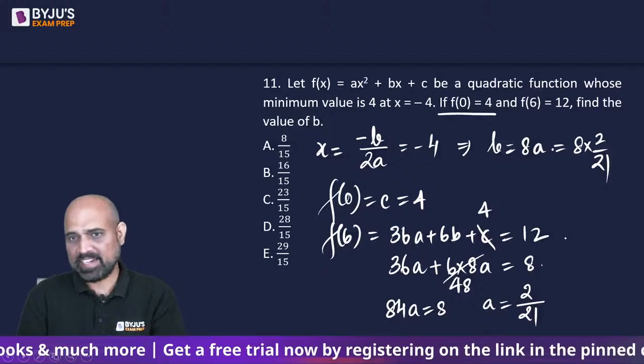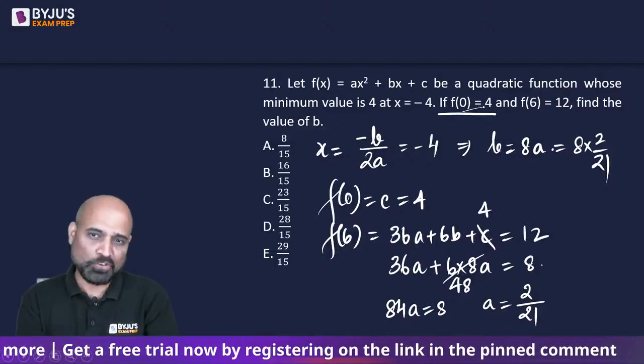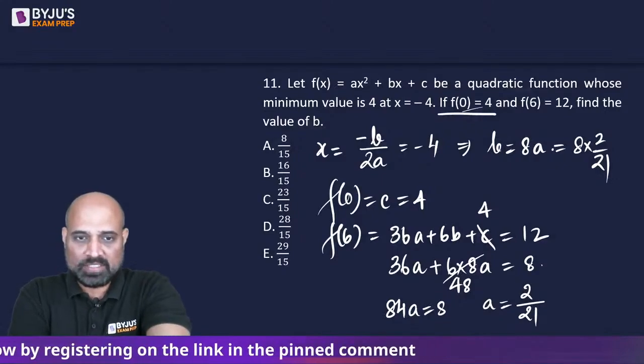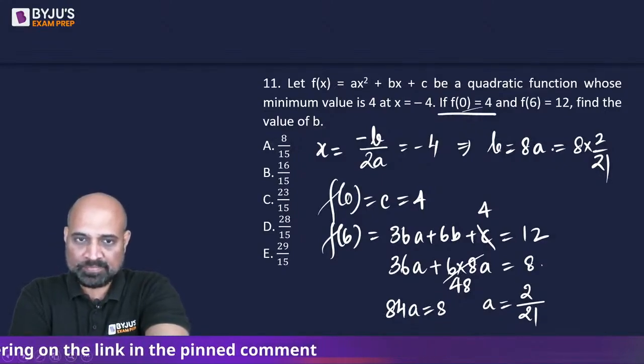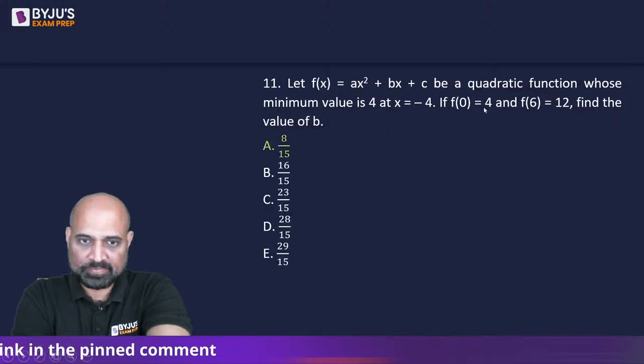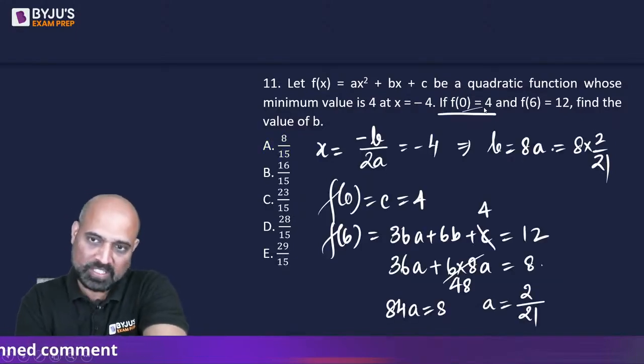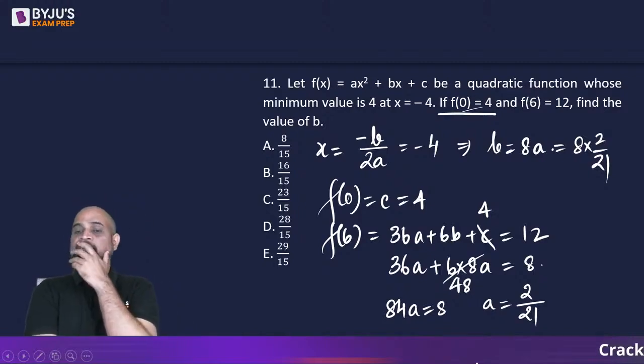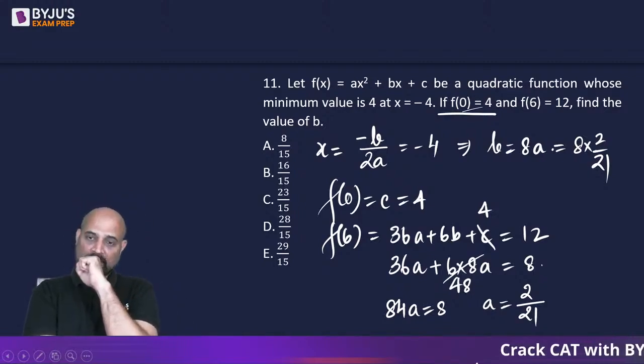So, like I said, कुछ तो गड़बड़ है. f of 0 4 नहीं होना चाहिए. It should be something else. So there is some problem. 8 by 15 is what they are saying. So ये 2 by 21 की जगह 15 चाहिए मुझे. And this is going to be 15.